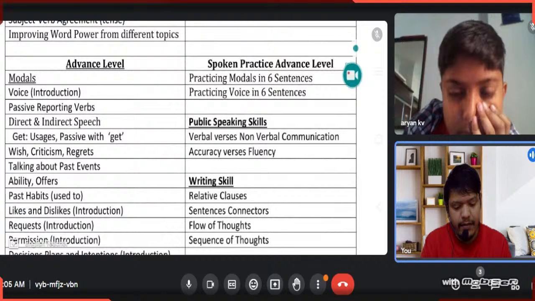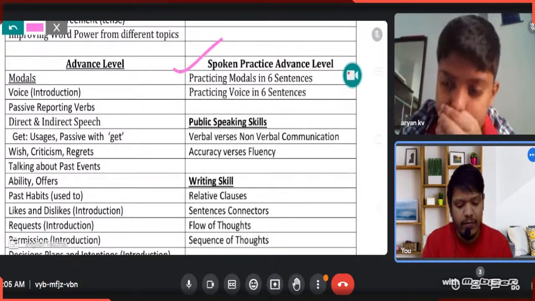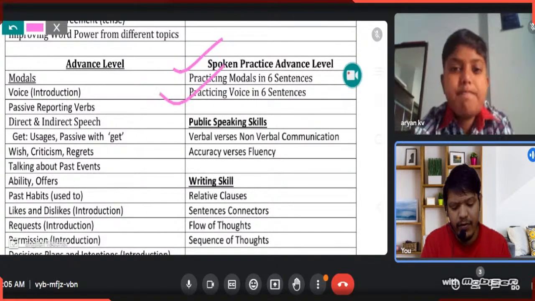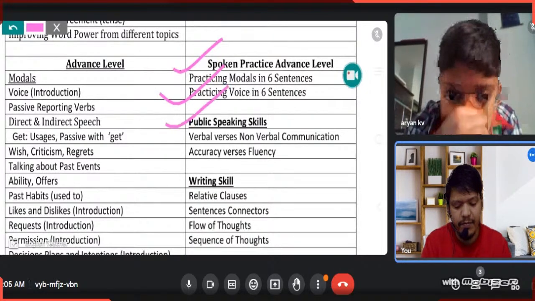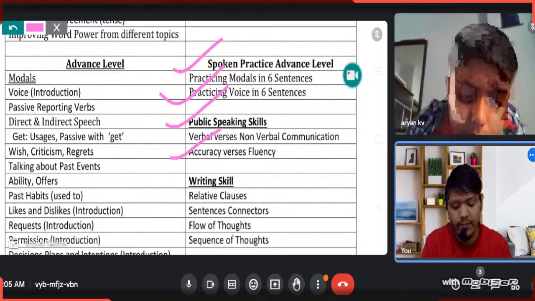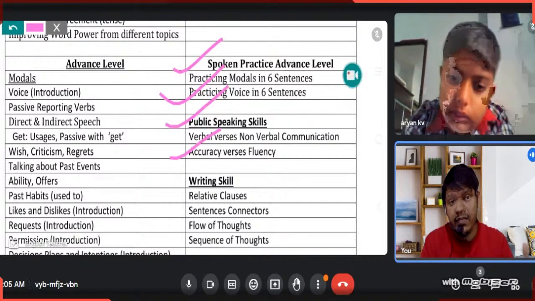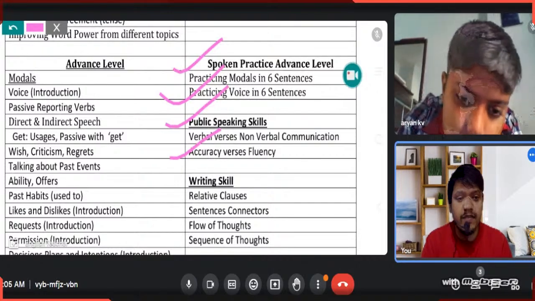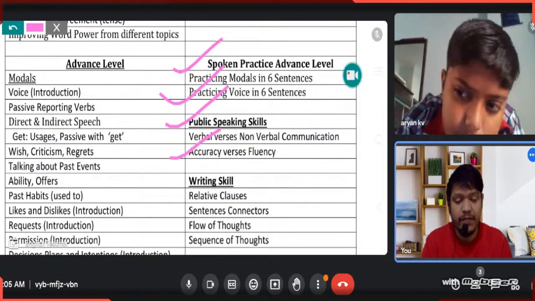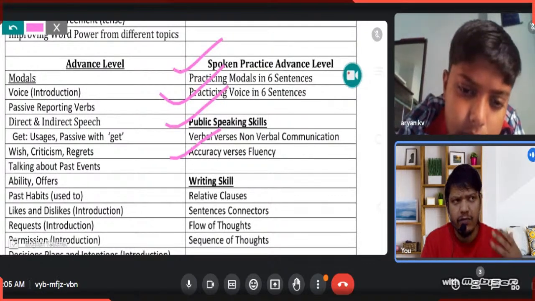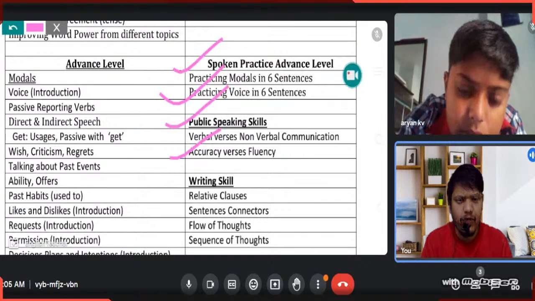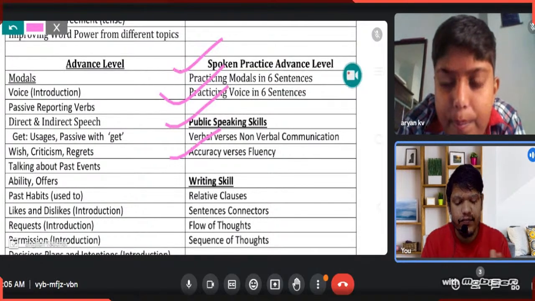And then practicing modals in six sentences, poise in six sentences, public speaking, verbal, non-verbal, accuracy versus fluency, very important, making sure that we should not be speaking slow English with a lot of mistakes, we should not be speaking fast English with a lot of mistakes, and also slow English in a correct way, always maintaining fluency versus accuracy. Let our language be fluent as well as accurate.